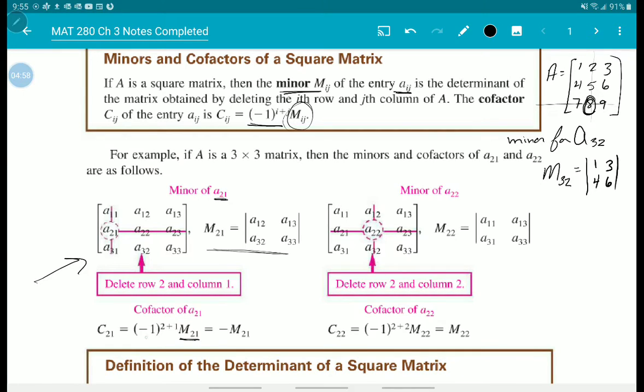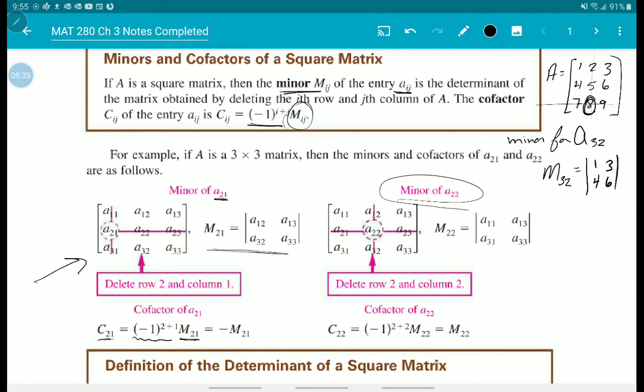but we need to take this negative 1 to the 2 plus 1. Why is it 2 plus 1? Well, because it's in the second row and it's in the first column. So you use those subscripts to come up with that exponent. It's always going to be negative 1 to some power. So this is going to be negative 1 to the third power, and negative 1 to the third power is still a negative. So our cofactor that corresponds to the A21 entry is going to be the negative of that minor.